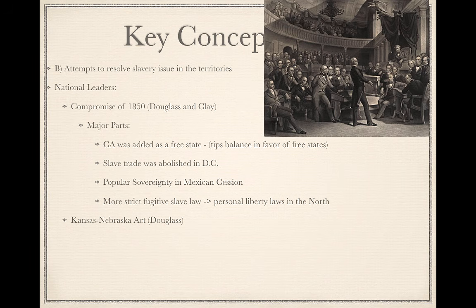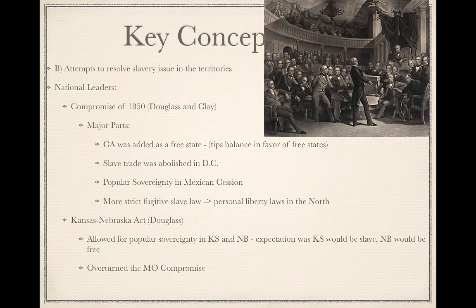The Kansas-Nebraska Act, a few years later, was created by Stephen Douglas, and this allowed for popular sovereignty in Kansas and Nebraska. And the expectation, this unwritten rule, was that Kansas would be slave and Nebraska would be free. Now, it's important to note that both of these are located in the Louisiana Purchase territory, and both of them are above that 36°30' line. So this essentially reverses the Missouri Compromise.